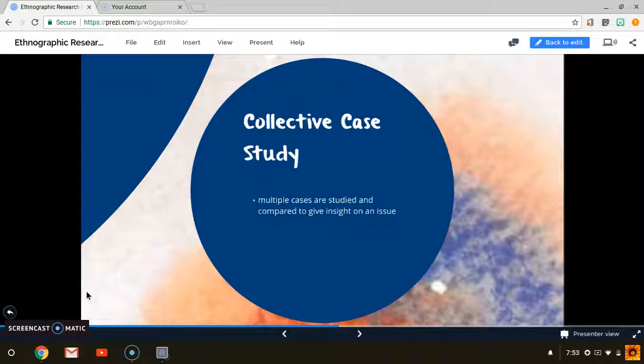And third is the collective case study. This is where multiple cases are studied and compared to give insight on an issue. For example, more than one bilingual school might be used to address the issue of language learning.